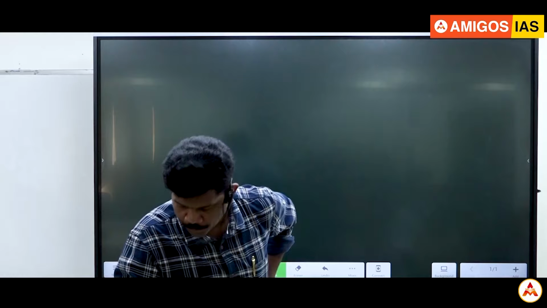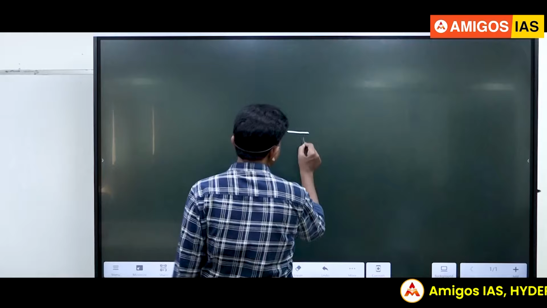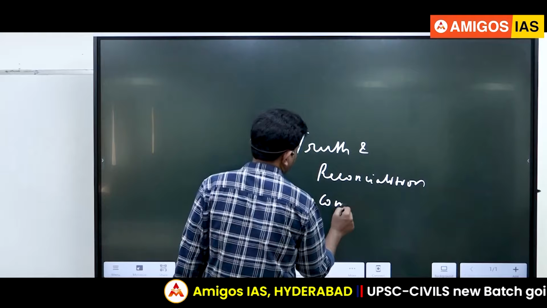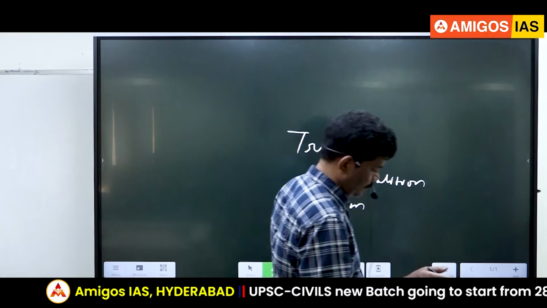And Supreme Court also said that there must be a Truth and Reconciliation Commission. Truth and Reconciliation Commission that must be set up. What is Truth and Reconciliation Commission?